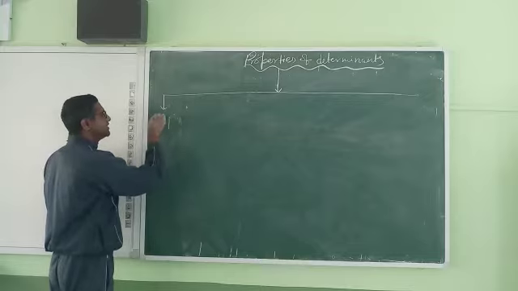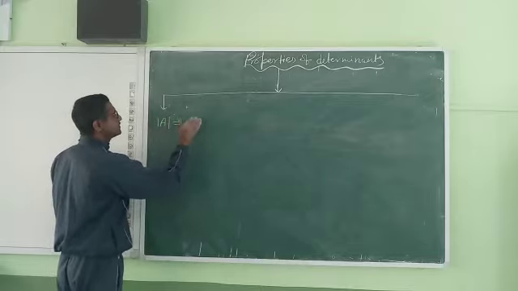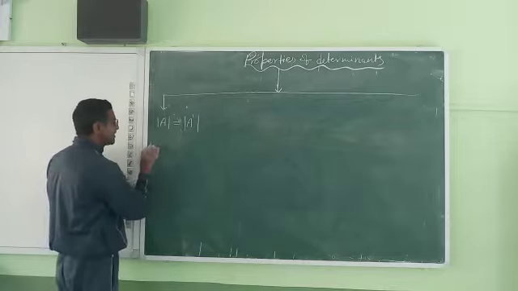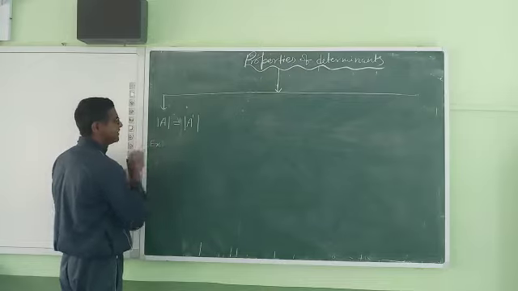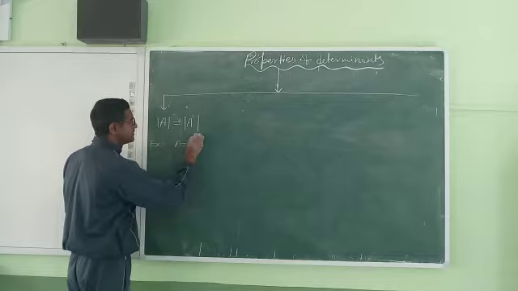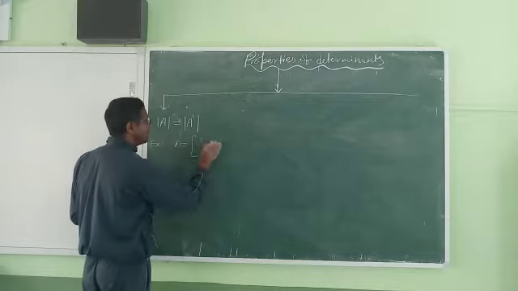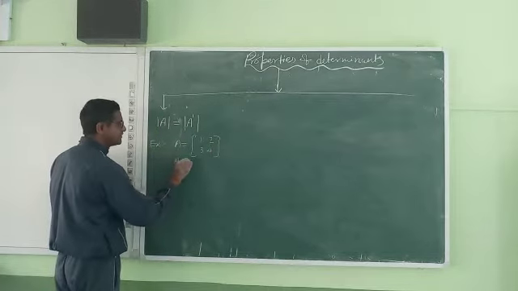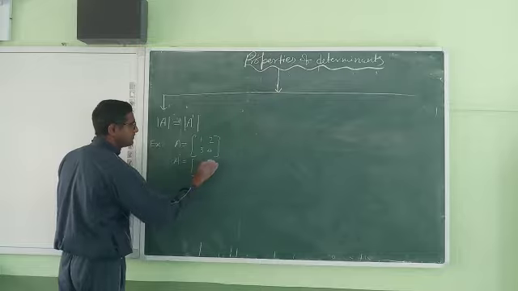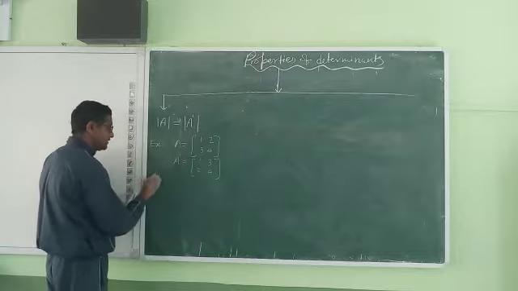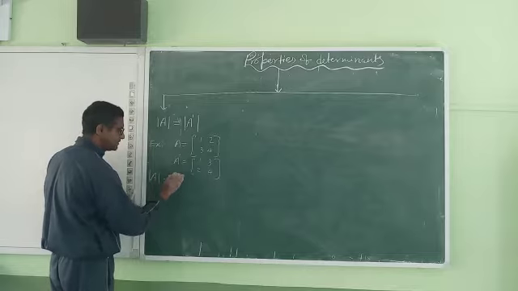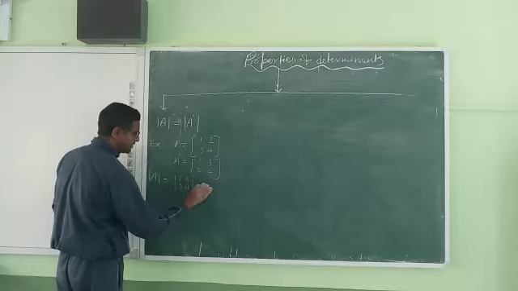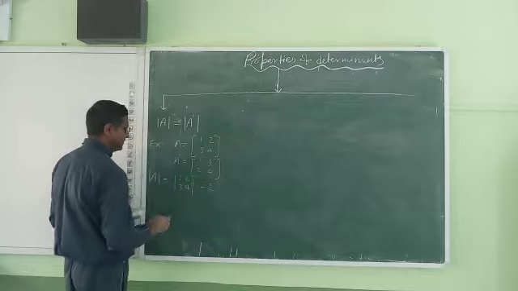The value of any determinant and its transpose are the same. Let us understand this property with the help of an example. Let us suppose I have a matrix A of order 2 by 2 having elements 1, 2, 3, 4, and its transpose is A transpose. The corresponding value of this matrix 1, 2, 3, 4 equals 4 minus 6, which is minus 2.